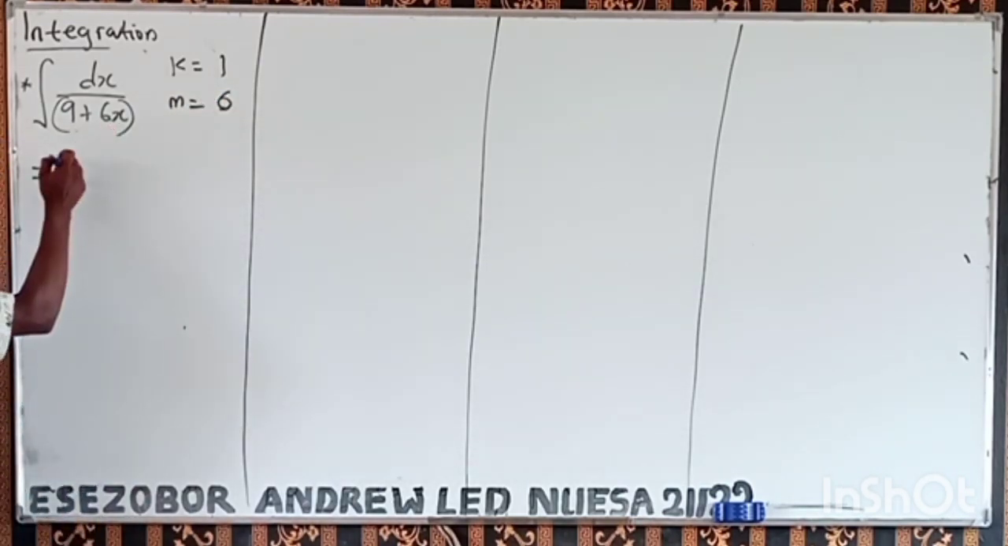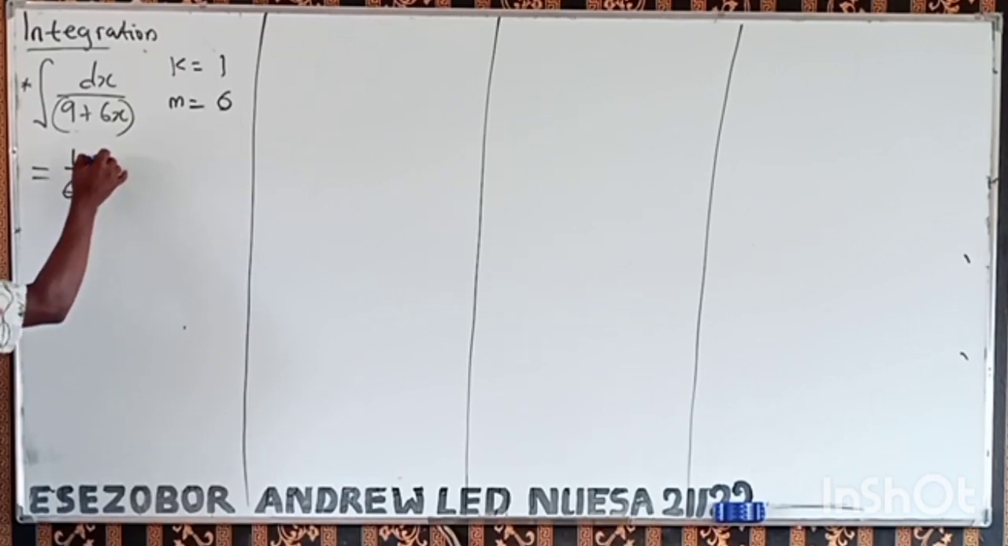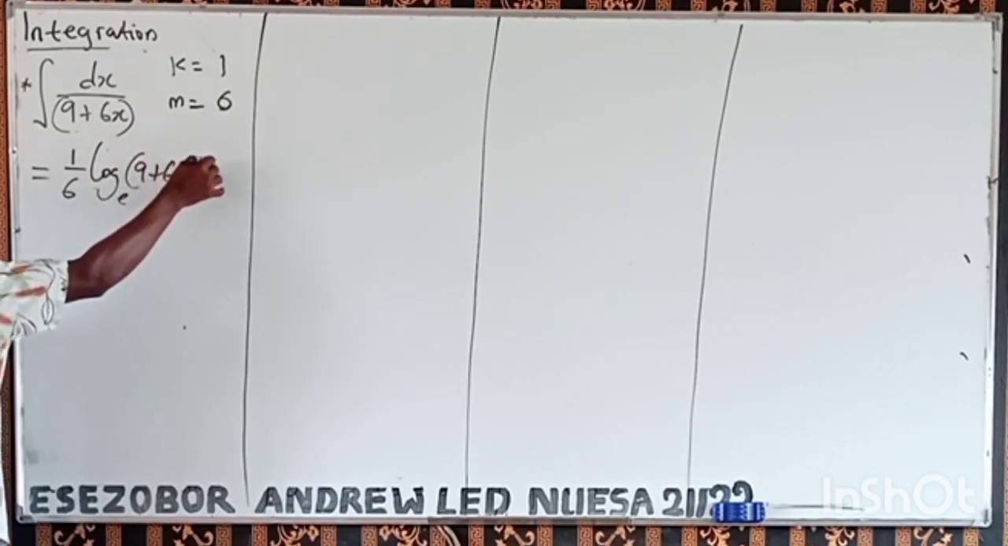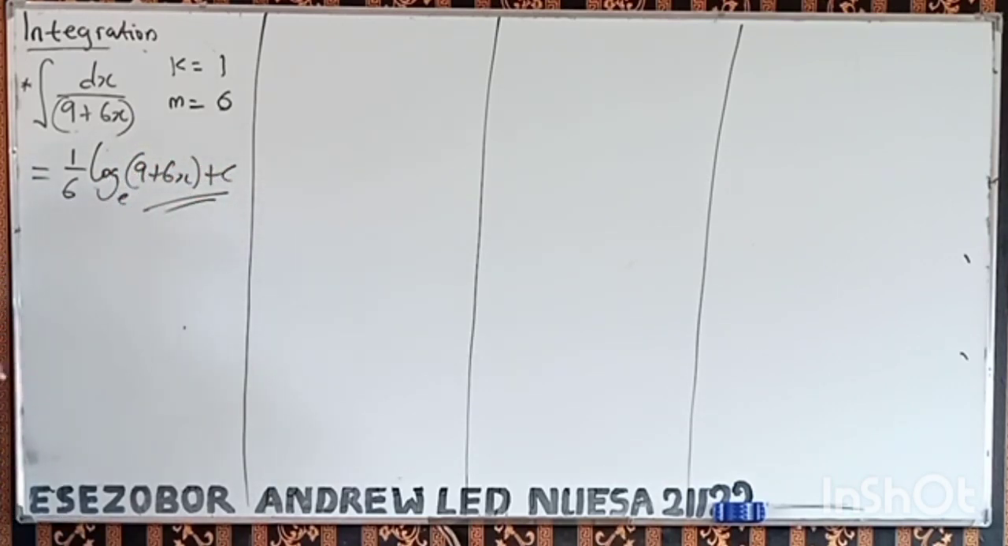Yes, having s here, so we're going to have k over this, then log of the base, plus c. Answer.